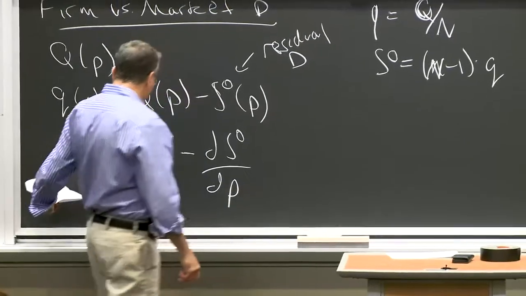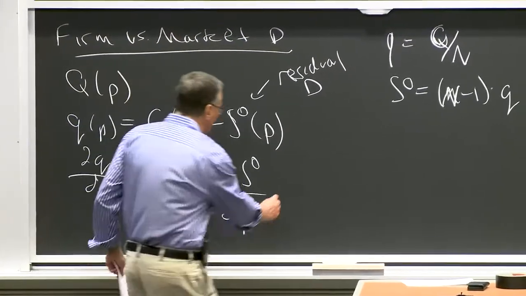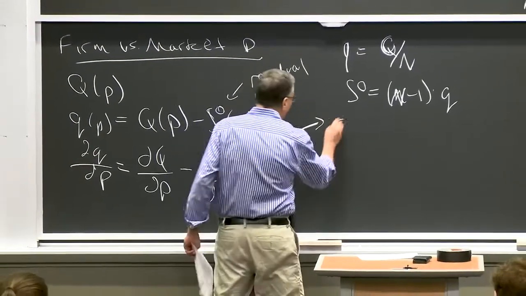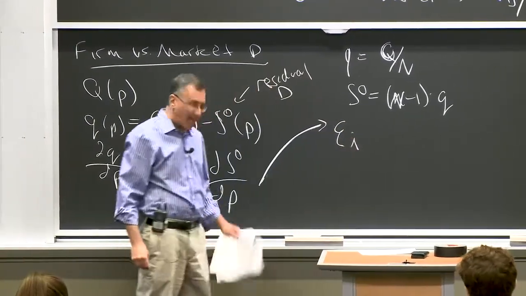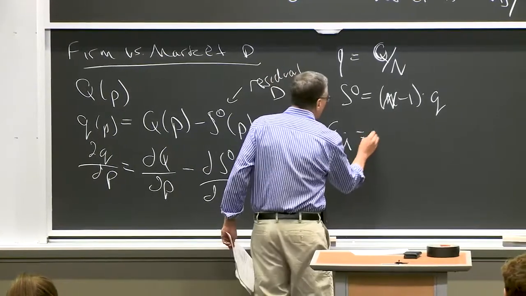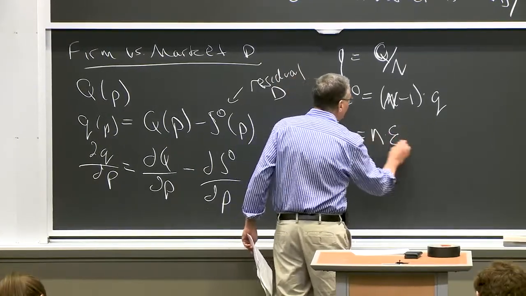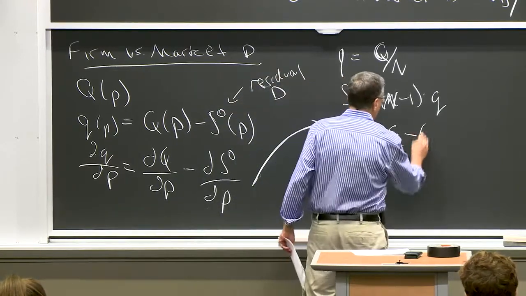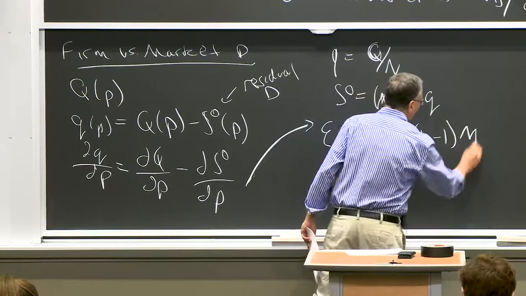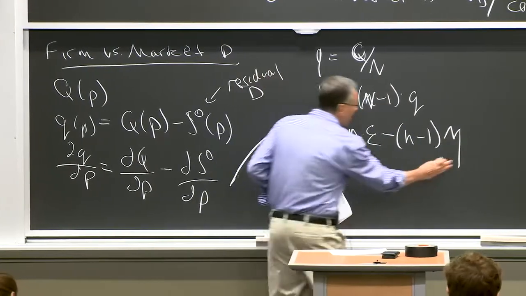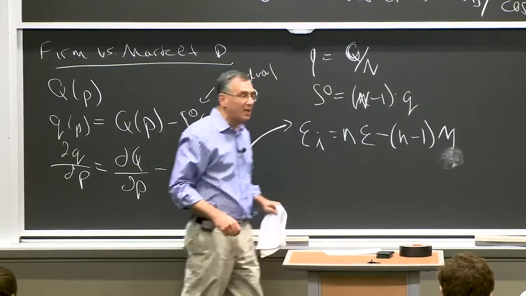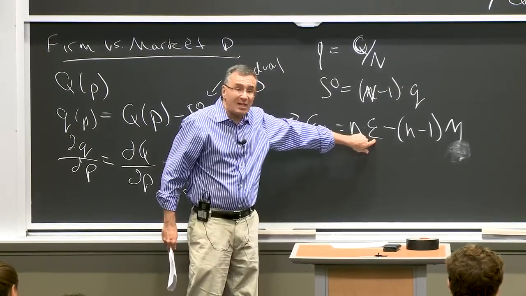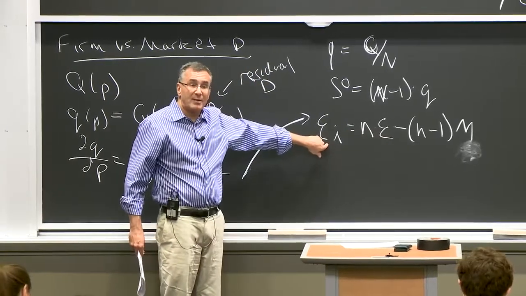Then we can rewrite this. You can do the math at home. Under these conditions, we can rewrite this equation as the elasticity of demand facing firm i equal to the number of firms times the market elasticity, minus n minus 1 times the market supply elasticity. Nu is the market supply elasticity. Eta is the market demand elasticity. Eta i is the firm demand elasticity.